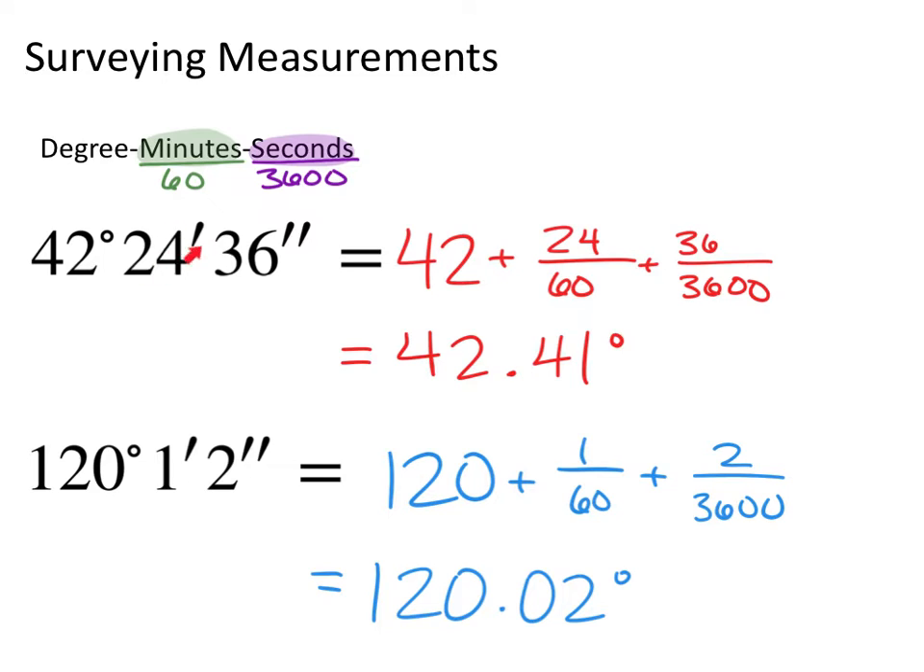So degrees, minutes, seconds, which is used in surveying and like longitude and latitude, from degrees, minutes, seconds to just degrees form. It loses some of its specificity, but it is what we need to be using in these problems. So the way that you do that is a conversion. Degree stays the same, and you add the minutes divided by 60 and the seconds divided by 3600. So 42 degrees, 24 minutes, 36 seconds is the same as 42.41 degrees. And 120 degrees, 1 minute, 2 seconds is the same as 120.02 degrees.